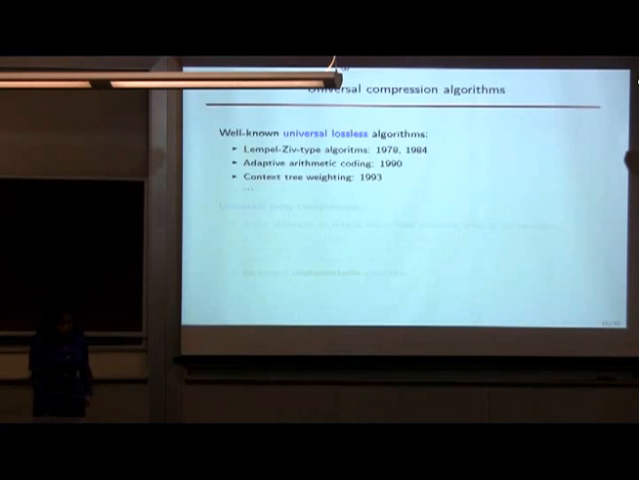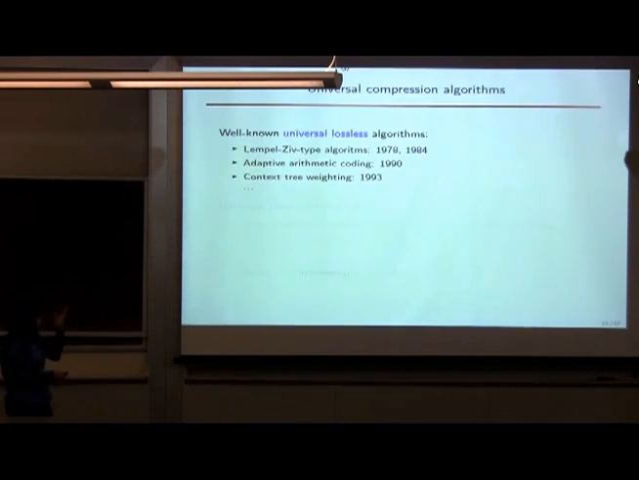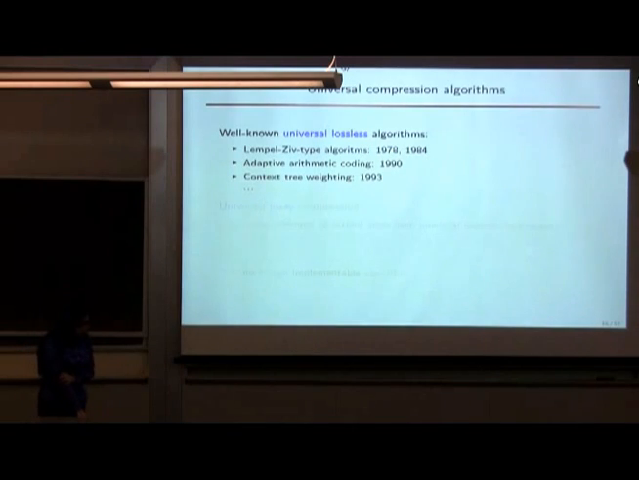For the case of lossless compression, where we want perfect reconstruction, in fact, there are a number of algorithms that achieve the optimal performance. They are practical, and that's why they have been used in many commercial products that we use, like LZ, adaptive arithmetic coding, context tree weighting, and so on.